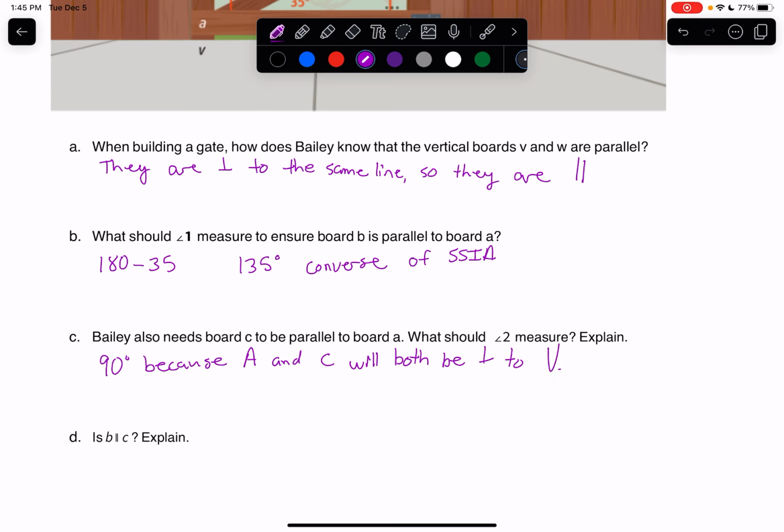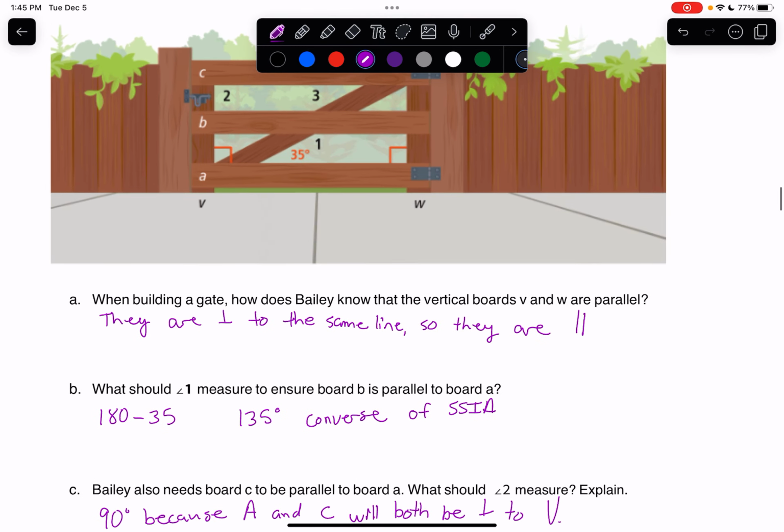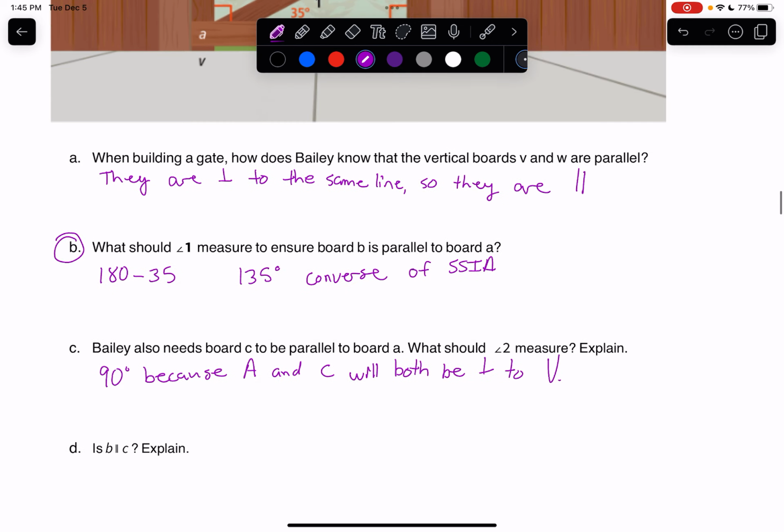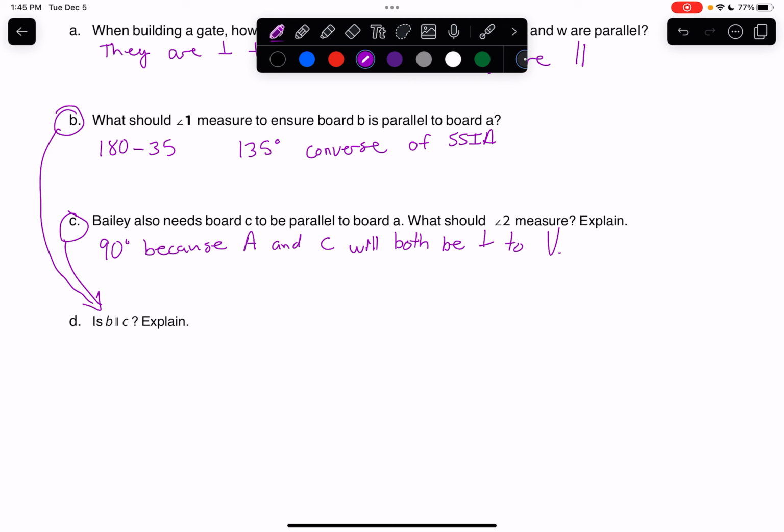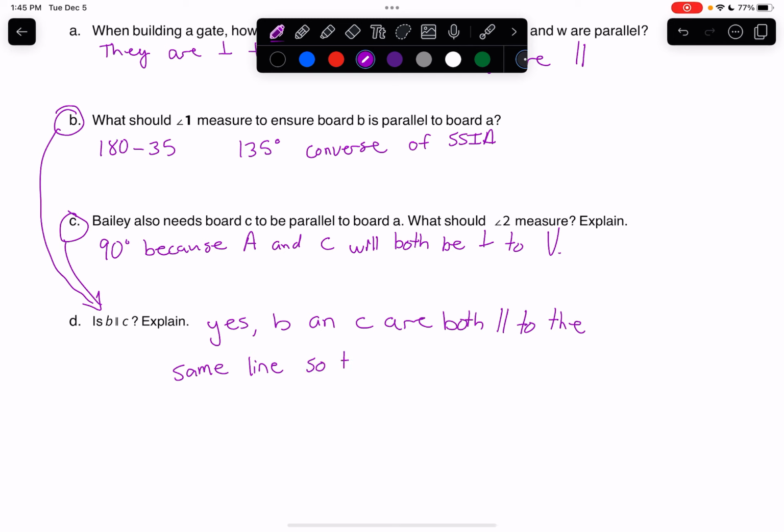And finally, it asks us if B is parallel to C. Well, we know from letter B that B is parallel to A, and we know that letter C tells us that C is parallel to A. So if we use both of those pieces of information, we can say B is parallel to A, C is parallel to A, they're both parallel to the same line, so they must be parallel to each other.